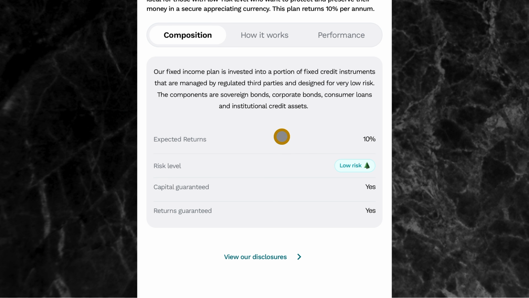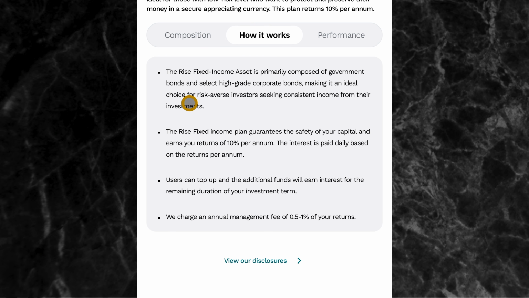And if you want to see how this one works, just come here and click on how it works. And then you can see right here, they said the Rise fixed income asset is primarily composed of government bonds and select high-grade corporate bonds, making it an ideal choice for risk-averse investors seeking consistent income from their investments. And then the next one says the Rise fixed income plan guarantees the safety of your capital and earns you returns of 10% per annum. The interest is paid daily based on the returns per annum. So right here, they're just telling you that your capital is guaranteed and your returns of 10% is also guaranteed right there.